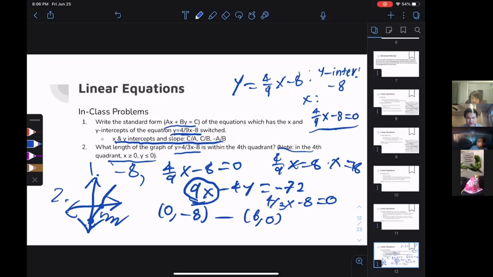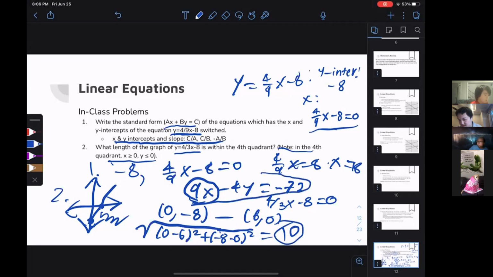Then use the distance formula on these 2 points to get the square root of (0 minus 6) squared plus (-8 minus 0) squared. We didn't cover this yet, so it's okay if not all of you know this. It is equal to 10 if you know your Pythagorean triples well, and you can also just expand it out. So for number 2, the answer is 10. For number 1, the answer is 9x minus 4y equals -72.